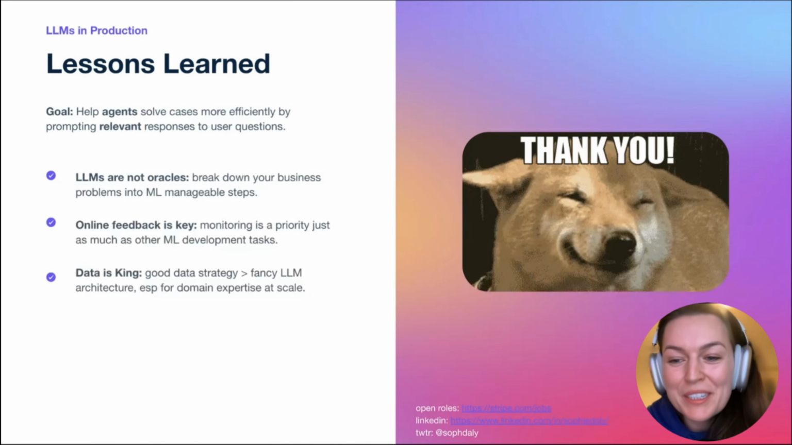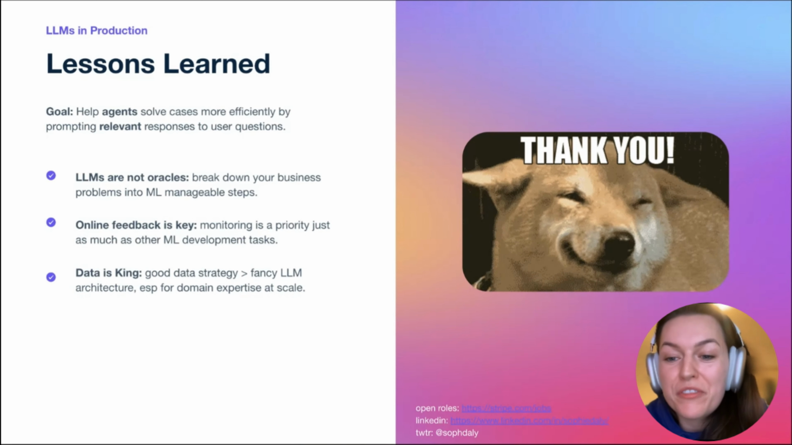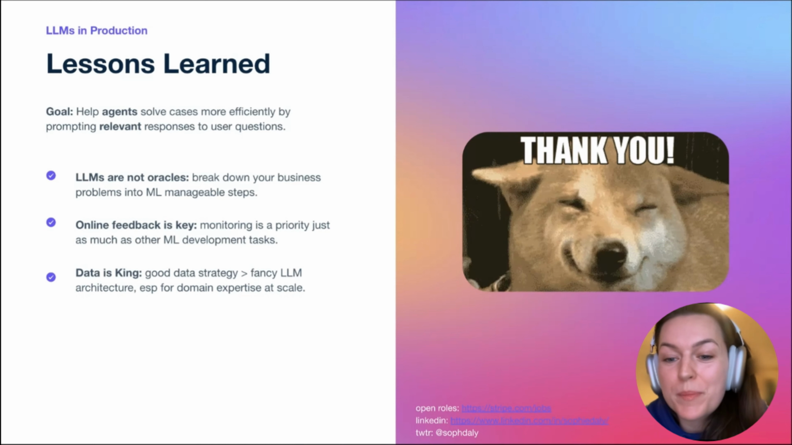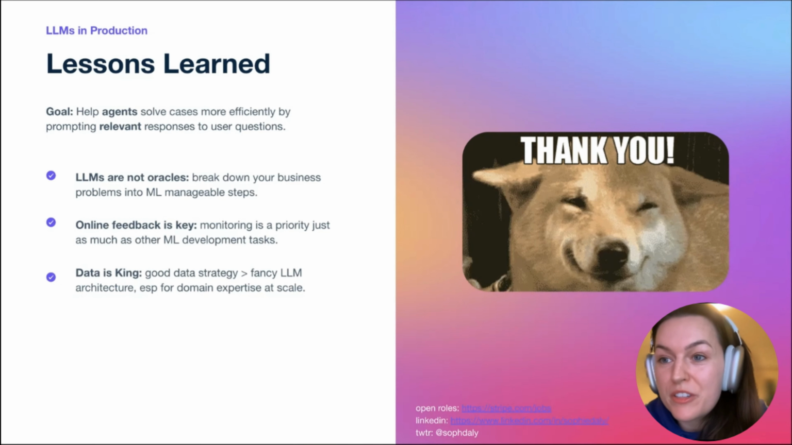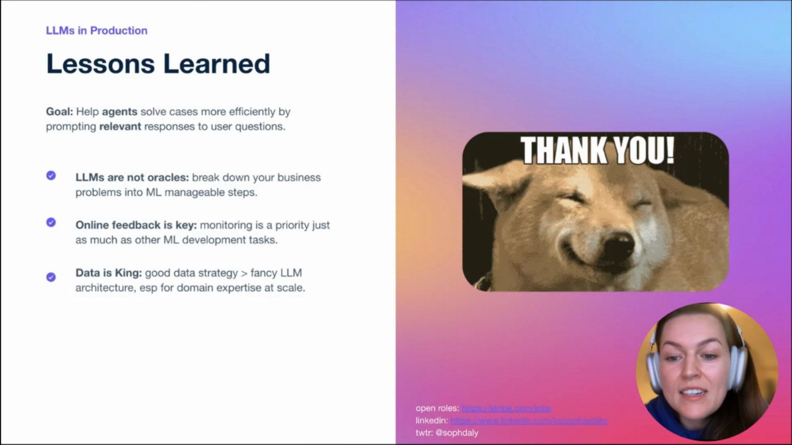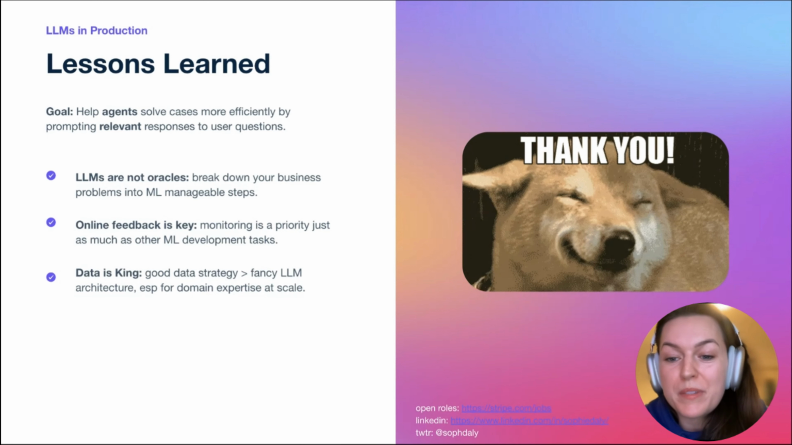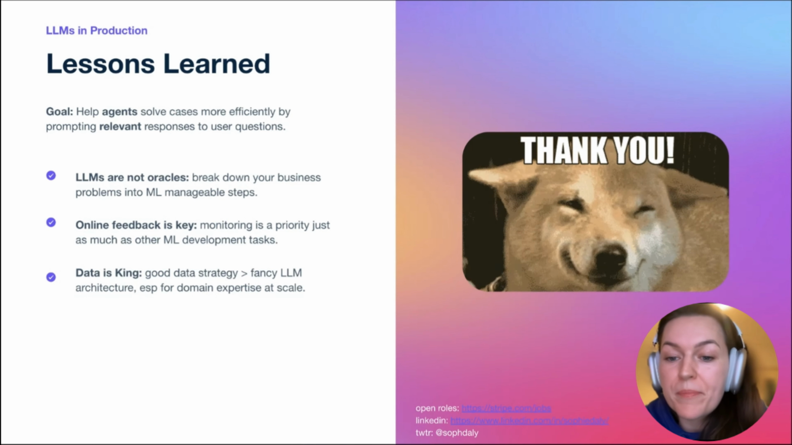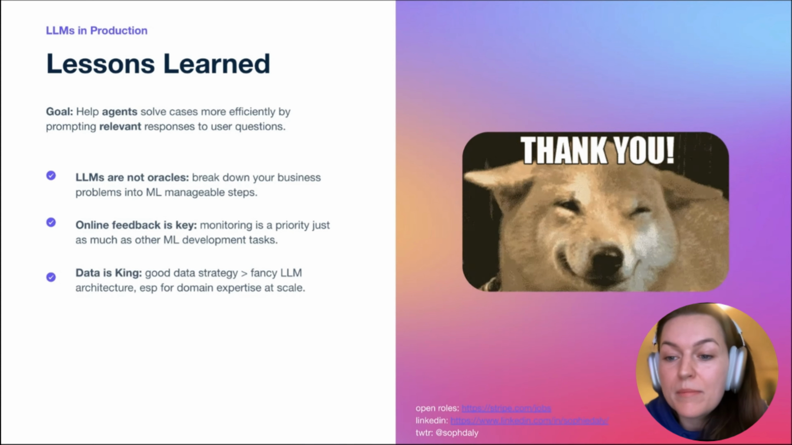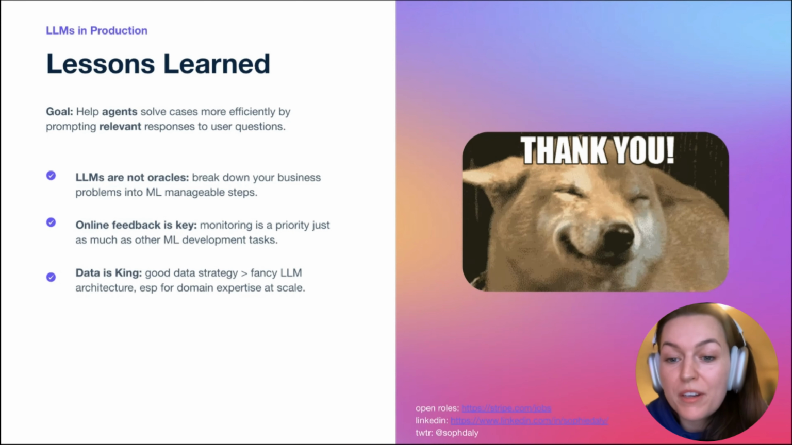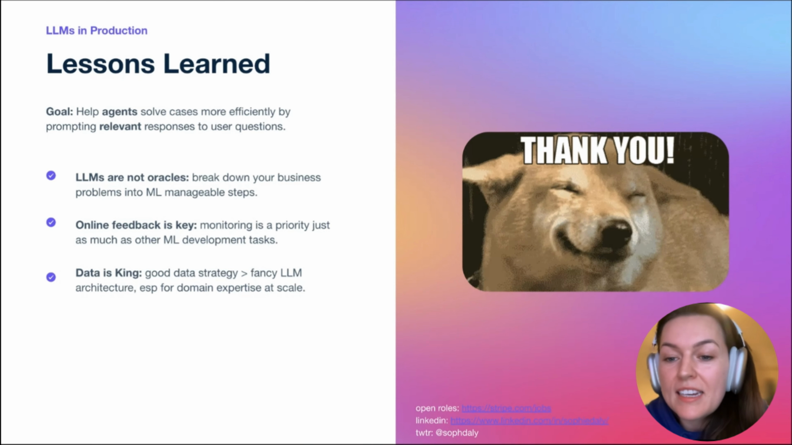So to recap, the goal of this project is to help our support agents solve cases more efficiently by prompting relevant responses to users' questions. The three big lessons from this talk are: number one, LLMs are not oracles. Make sure to break down your business problems into ML manageable steps. Number two, online feedback really is key. Monitoring is a priority just as much as other ML development tasks. And number three, data is king.